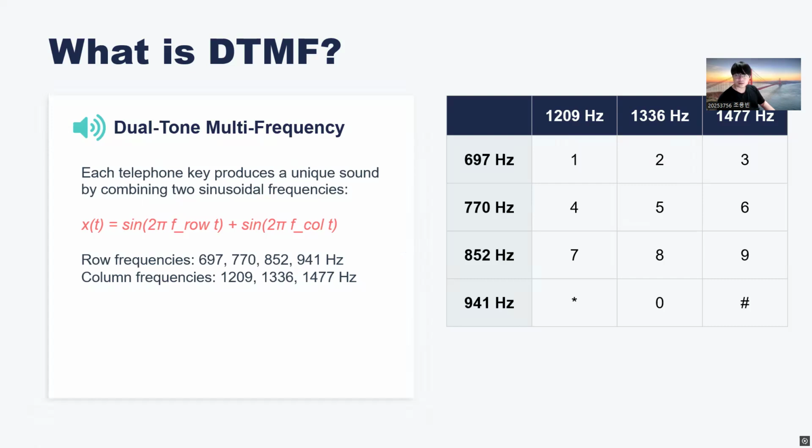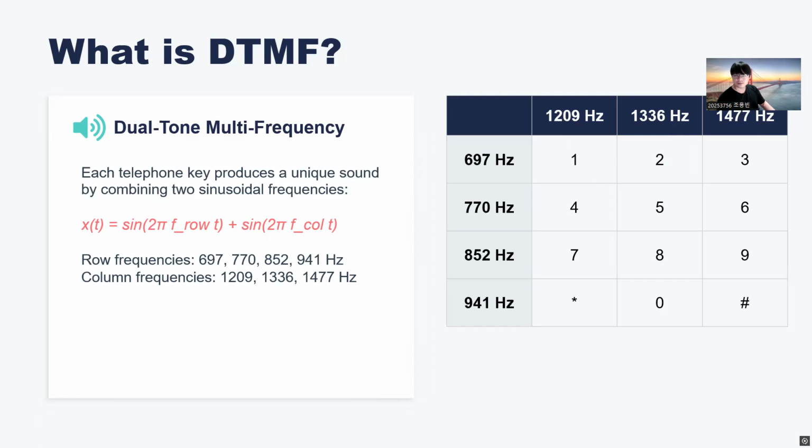The keypad is organized as a 4x3 grid. Each row is assigned to frequency 697, 770, 852, or 941 Hertz. And each column is assigned to a separate frequency, 1209, 1336, or 1477 Hertz.